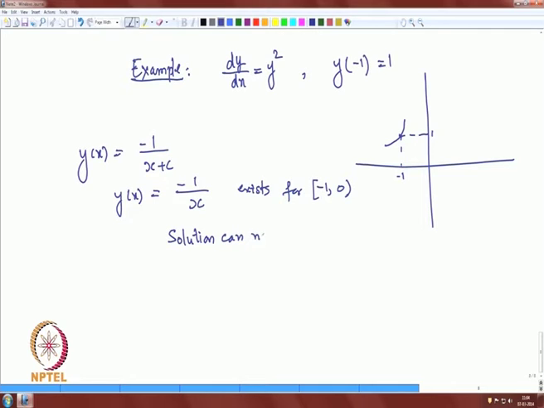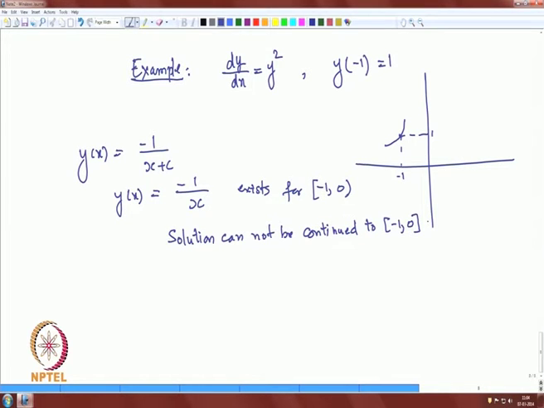The solution does not exist, or cannot be continued, to minus 1 to 0; I cannot even include 0. That is natural because it is not violating the previous theorem.